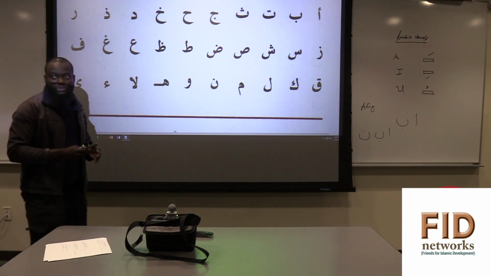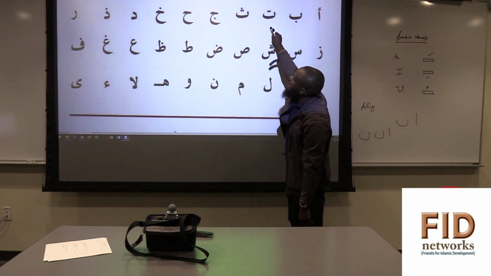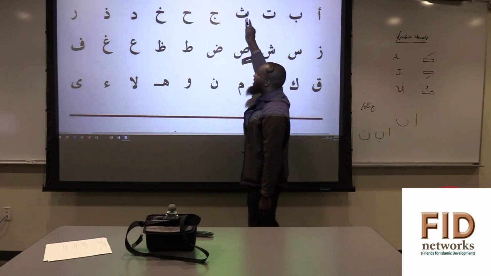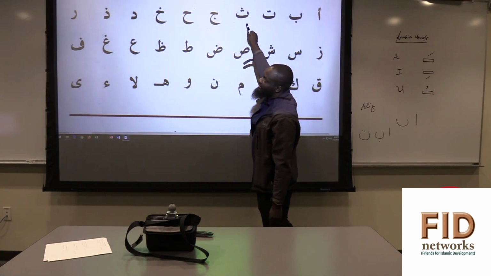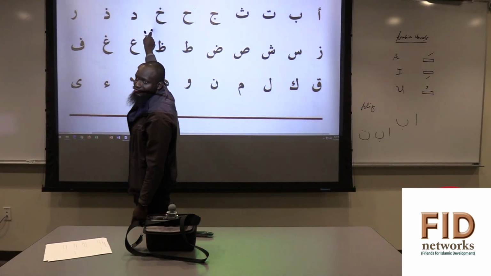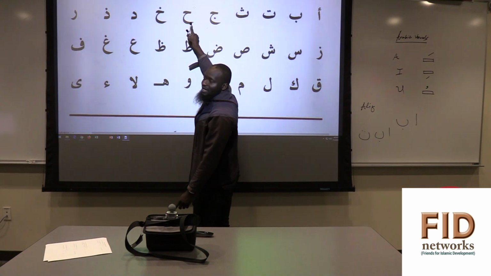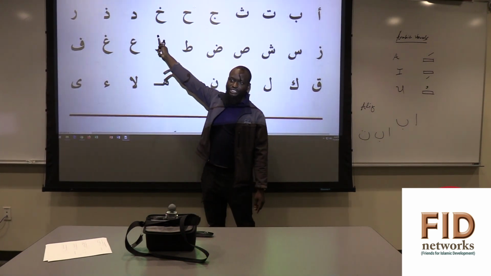Okay, now let's read again so she can follow. Alif, Ba, Ta, Tha. Alif, Ba, Ta, Tha. Jim, Ha, Ho. Jim, Ha, Ho. So this is H and this is KH.